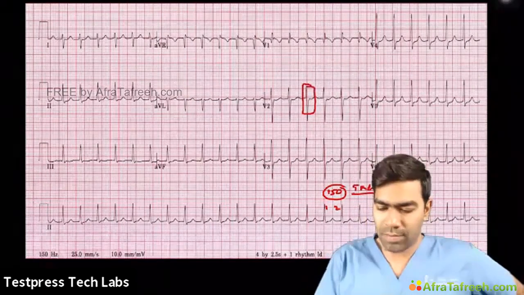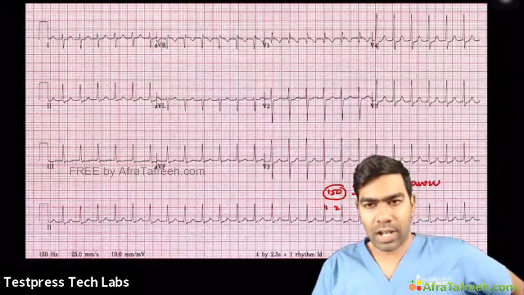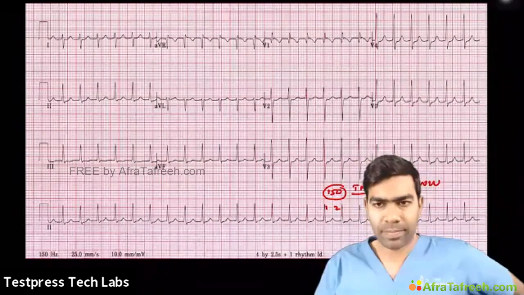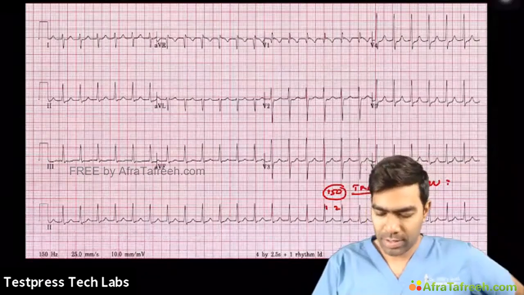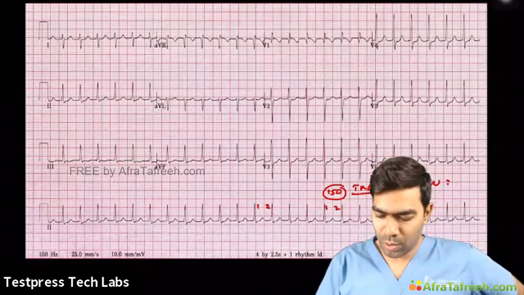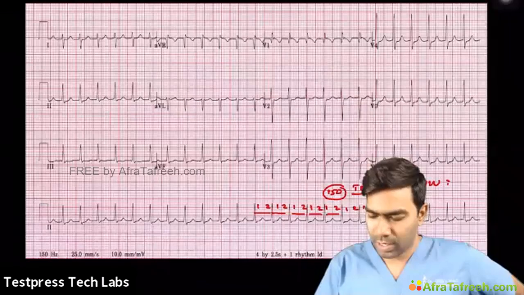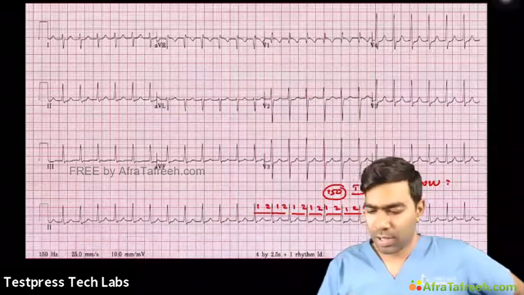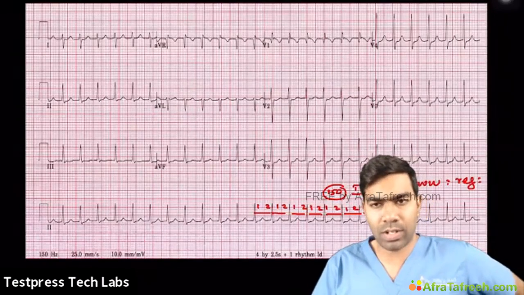So of course, anywhere if I see this, it must definitely be a narrow QRS tachycardia. If it's a narrow QRS tachycardia, then what is the next step? Regularity, regular or irregular. Everywhere I see this, it is 1, 2, 1, 2, 1, 2. I think it's mildly regular. I'm seeing the same kind of distance between all the QRS complexes. So it must be regular QRS. If it's a regular QRS, next step.